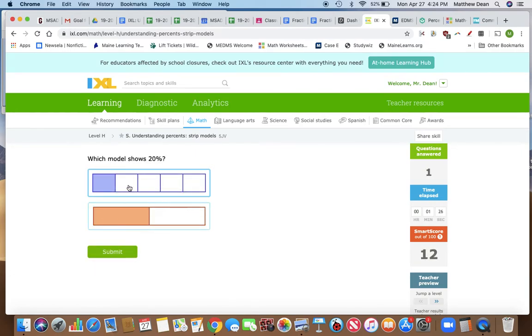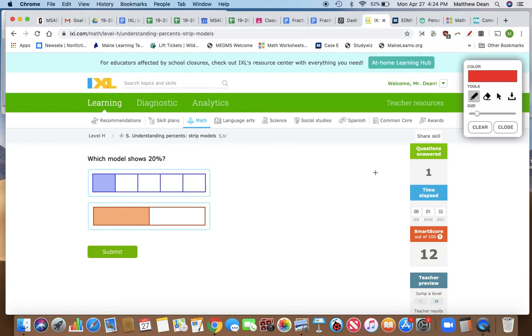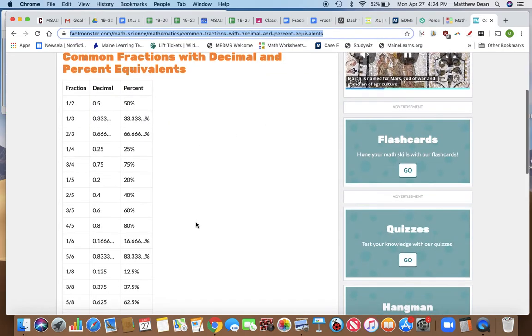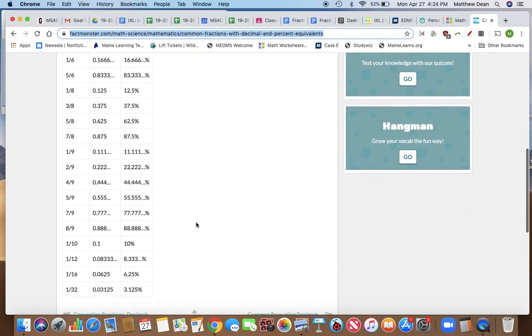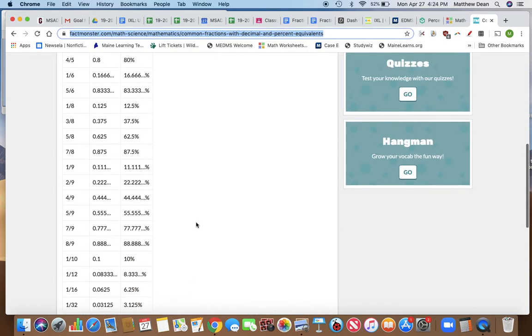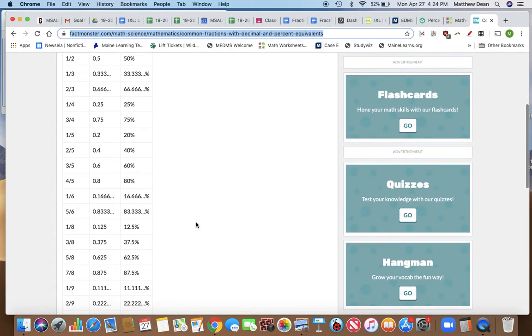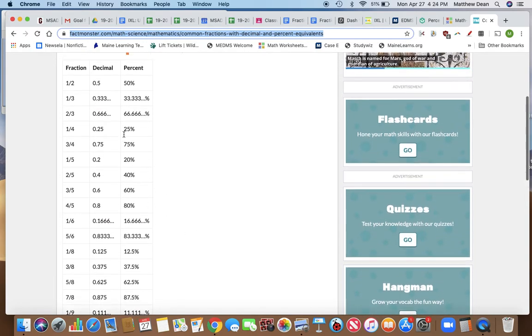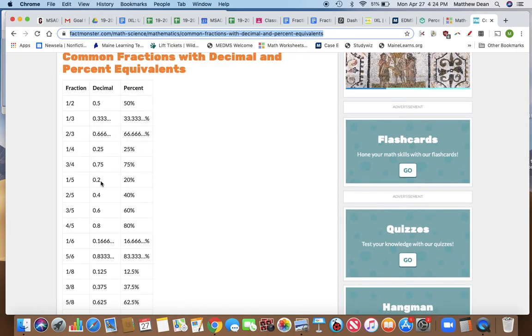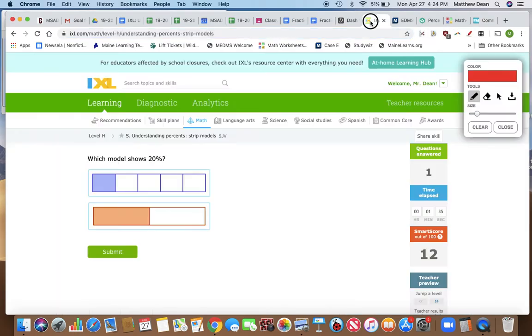Okay, let's try another one. Which model shows 20%? All right, what's 20% here? Actually, let's check. Is it here on our table as a common percentage? Here it is. So 20% is 0.2 or 1/5. Let's go back to the IXL. Here it is. Here's our 1/5.